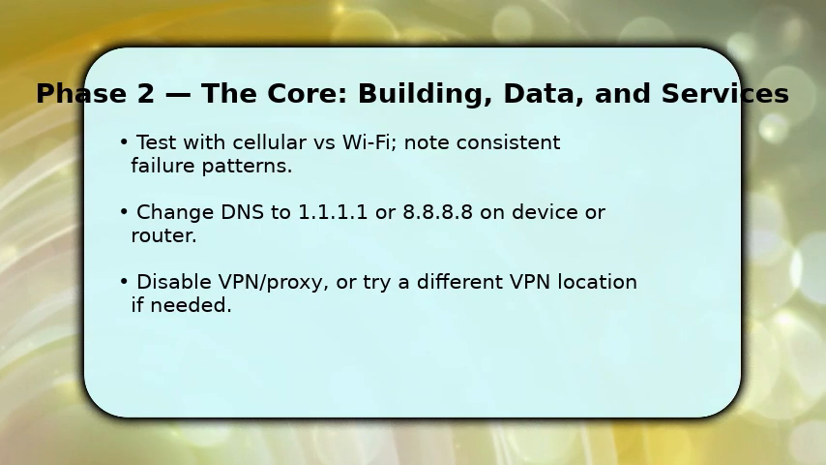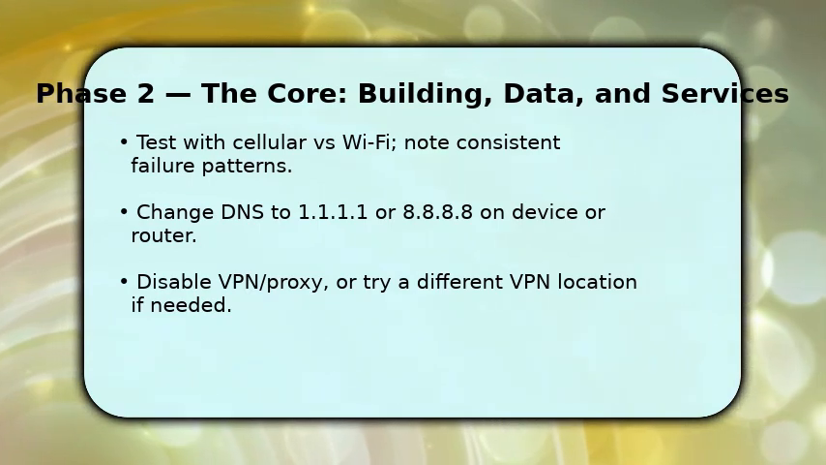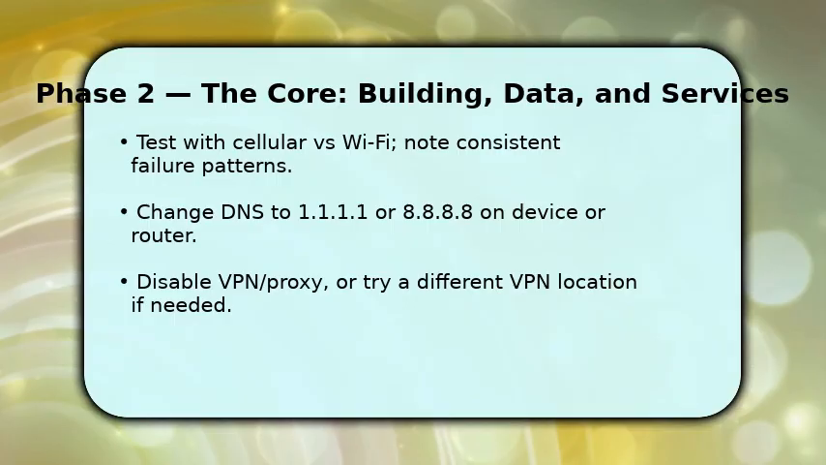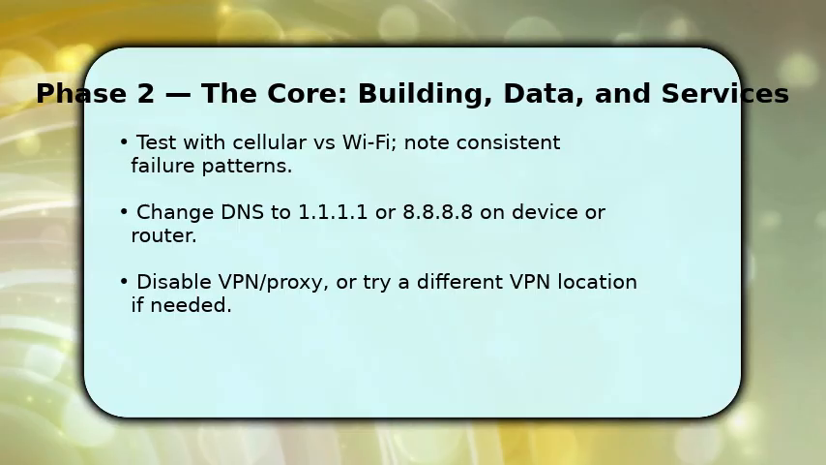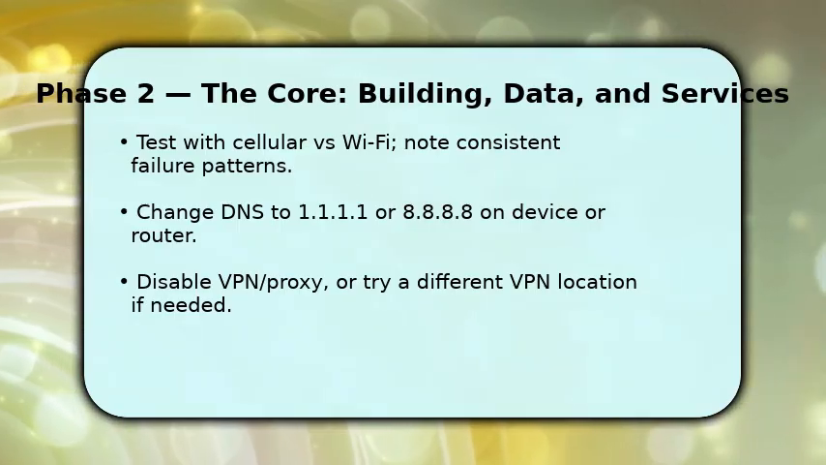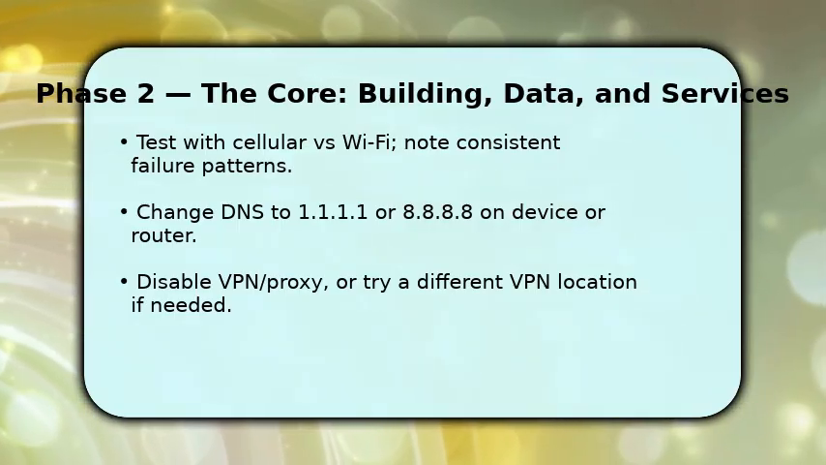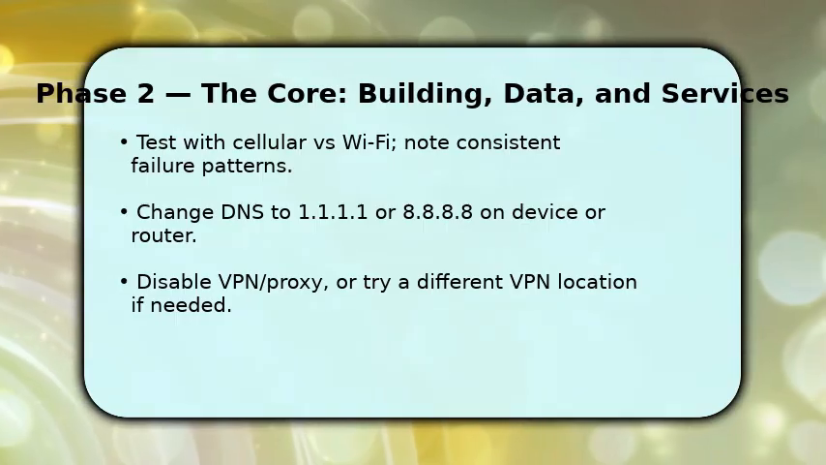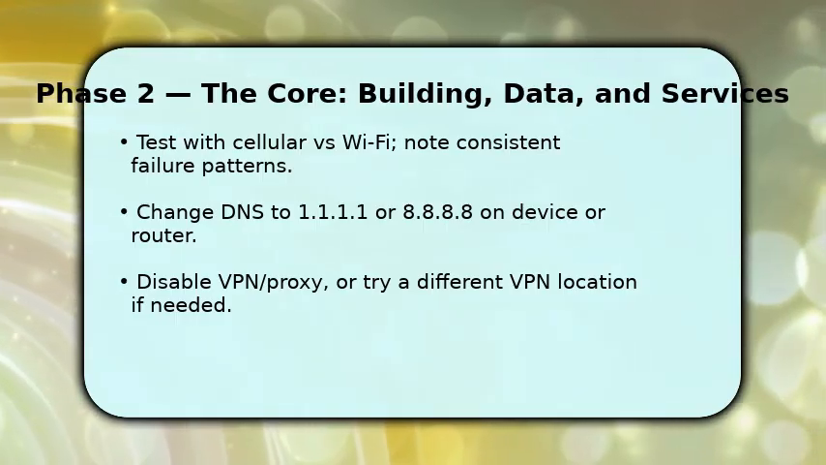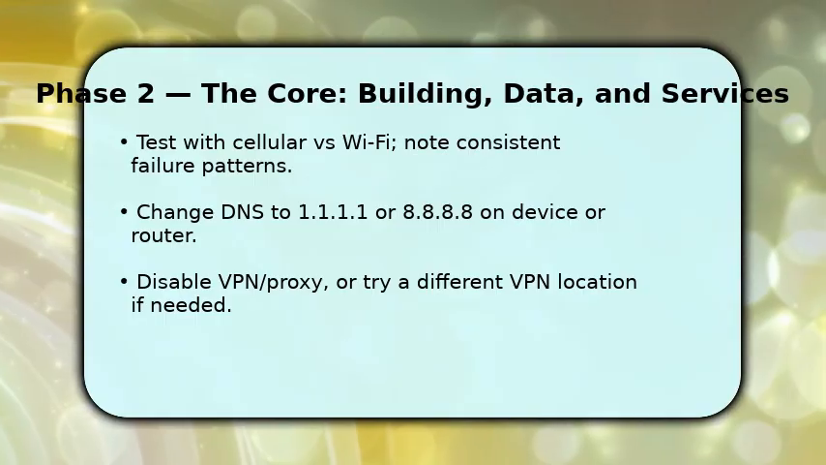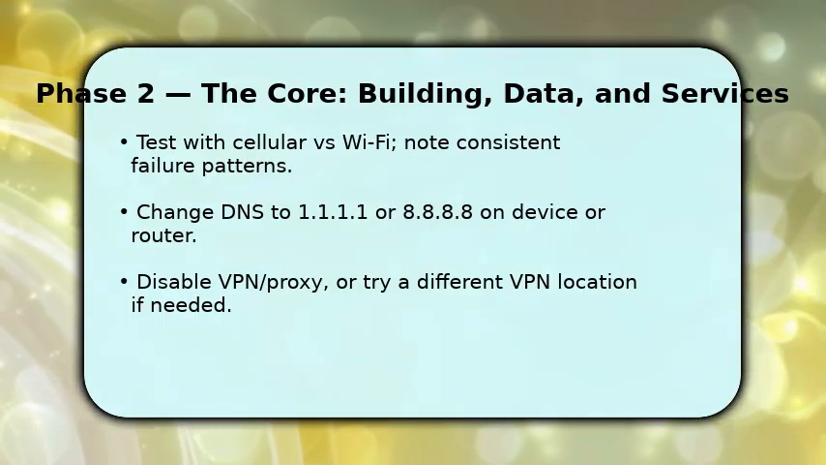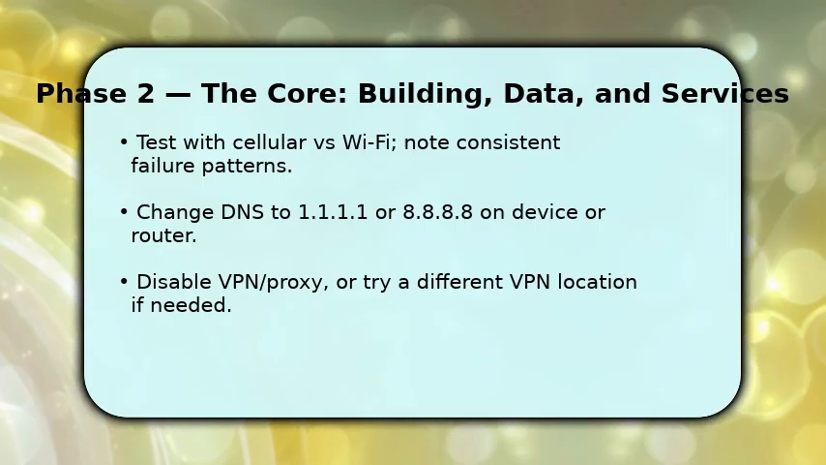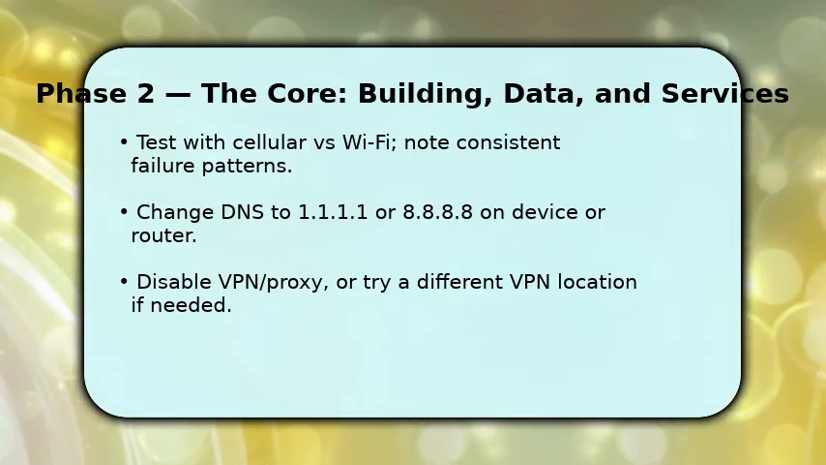You now dig into networking. Test TikTok on both cellular and Wi-Fi to isolate where the failure occurs. If Wi-Fi is the issue, change DNS to 1.1.1.1 or 8.8.8.8 on the device or router, because DNS problems often block service endpoints. Make sure to disable any VPN or proxy. They can route traffic via blocked regions. Alternatively, try a different VPN location if regional restrictions are possible.